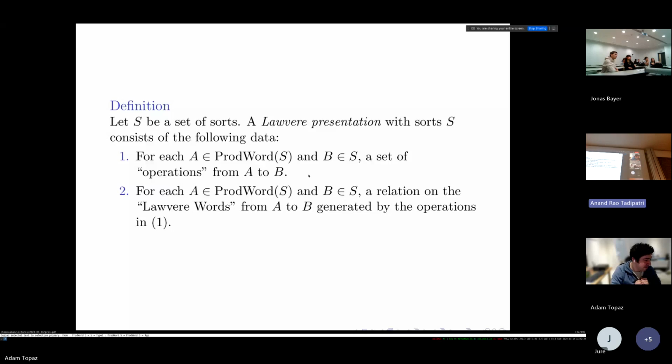But what if I have a ternary operation, and then it matters the order in which I paired up my inputs, because prod word doesn't mod out by associativity, right? That's right. It does not.